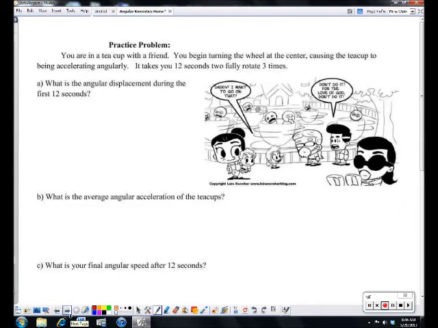So let's do our last example and see what we can do. So let's imagine you're in a teacup ride. Ooh, aren't those things fun? So you begin turning the wheel at the center, causing the teacup to accelerate angularly. It takes 12 seconds to fully rotate 3 times. So what is the angular displacement during the first 12 seconds? So I have 3 revolutions. I know 1 revolution is 2 pi, so my entire angular displacement is 6 pi radians.